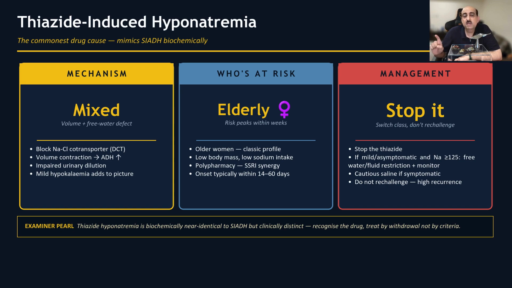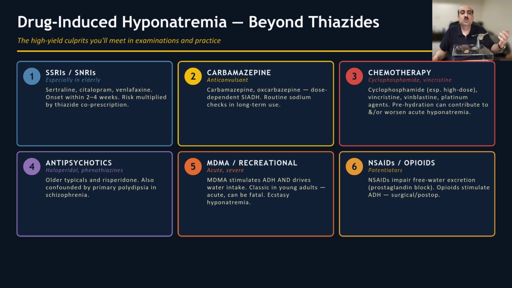Biochemically, thiazide hyponatremia can be indistinguishable from SIADH. The key distinguishing factor will be the temporal association of the clinical history with the timing of the drug, and the demographic. That is the key discriminator. The drug-induced hyponatremia goes well beyond thiazide diuretics. The following 6 high-yield categories can be crucial.